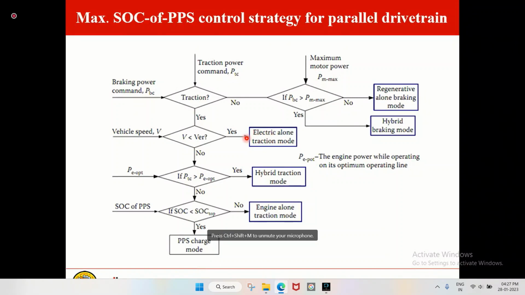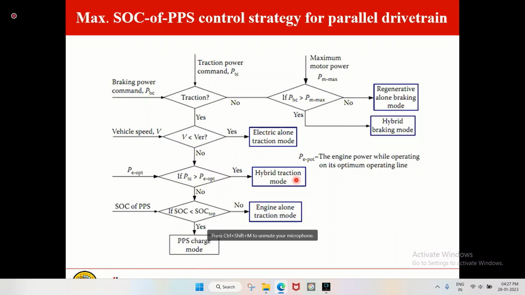But when the vehicle speed is increased, if the vehicle speed is high, say for example the desired vehicle speed is say 50, 60, 70, 80 kilometers per hour, then it makes sense to go for the ICE engine. So that is the time when I would realize the engine operation, right? So electric alone traction mode we can see here, engine alone traction mode also could be seen here, and in between we have got this hybrid traction mode.